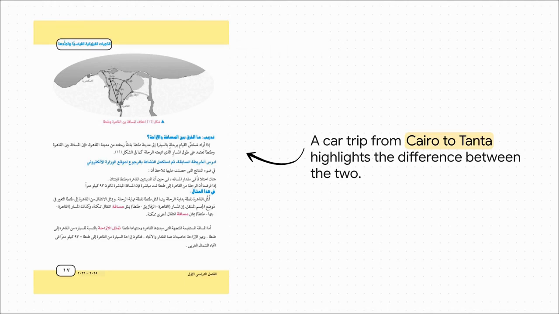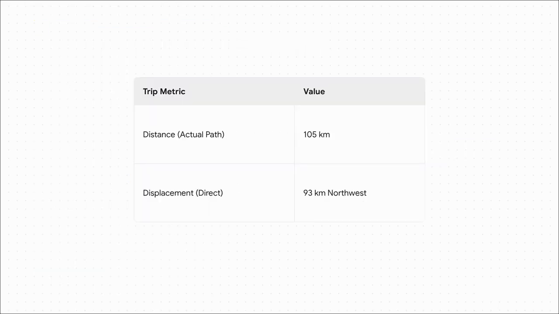Imagine we're taking a road trip, driving from Cairo to Tanta. So if you actually follow the road with all its curves and turns, your car's odometer is going to say you traveled 105 kilometers. That's your distance. But what if a bird just flew in a perfectly straight line from where you started in Cairo to where you ended up in Tanta?